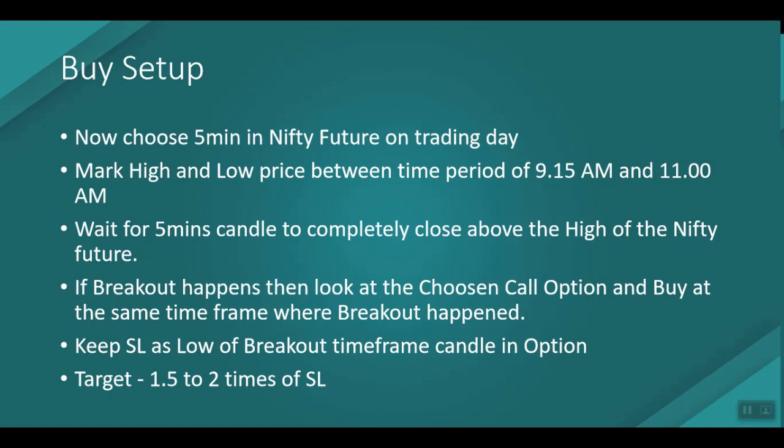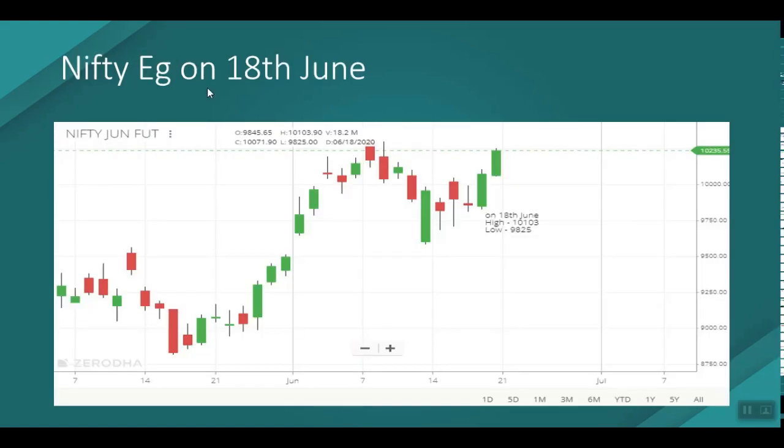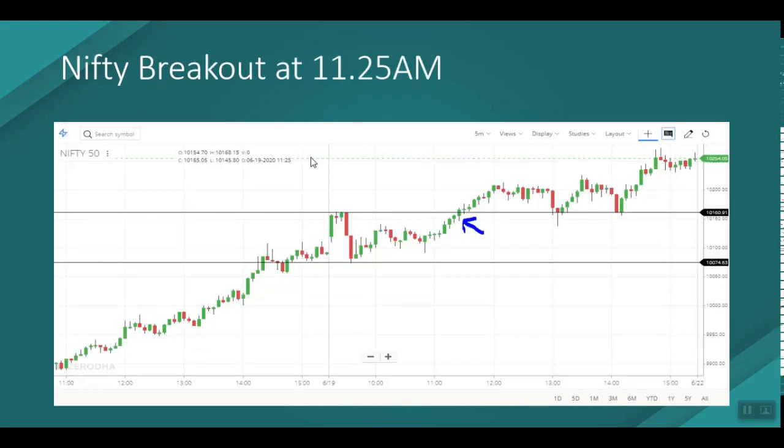This is an example of Nifty on 18th June. Here we'll be taking the high of 10,100 and low of 9,825. So we'll be taking the 10,100 call option for next day's trade and the 9,800 put option. Whenever the breakout happens on the upside, we'll buy the 10,100 call option. Here you can see it is mentioned what the high and low of the particular trading day on 18th June are. And this is the 19th June.